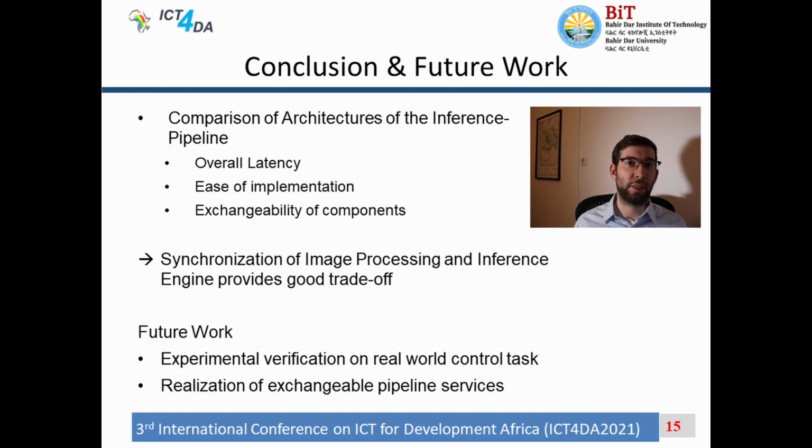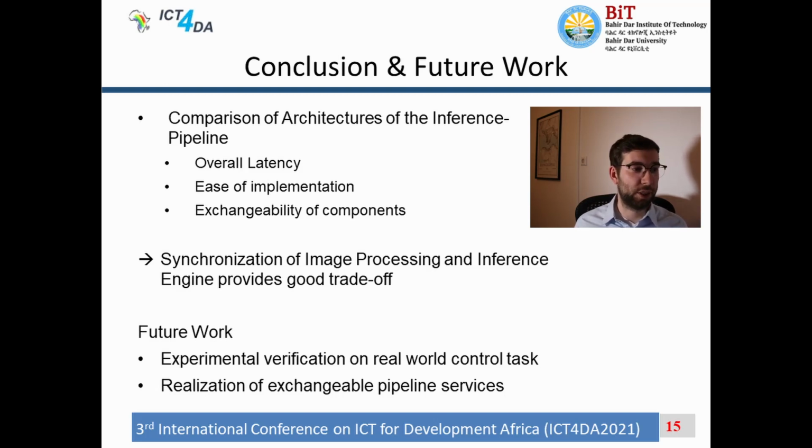against certain criteria. First, of course, the overall latency of the inference pipeline. Second, the ease of implementation of all three architectures. And lastly, the exchangeability of components to be implemented in an Industry 4.0 environment. It came out that architecture 2 is the most balanced architecture in terms of overall latency.